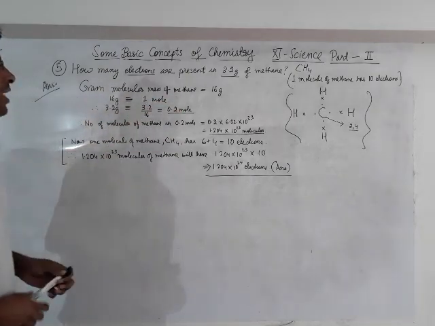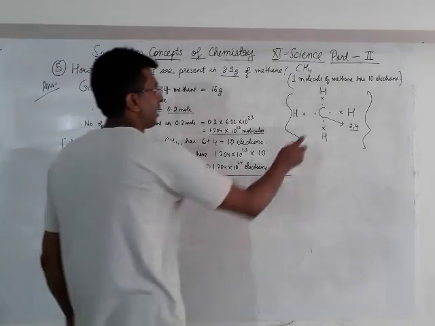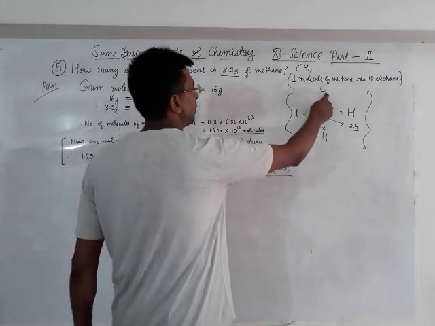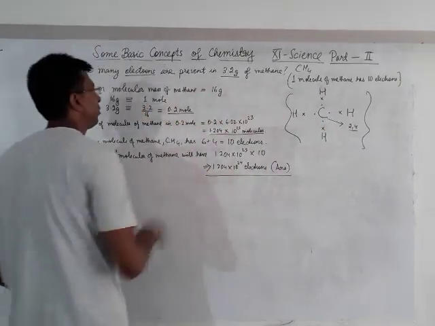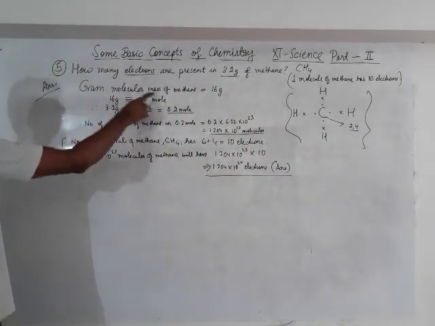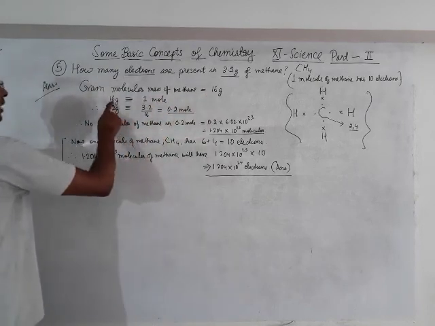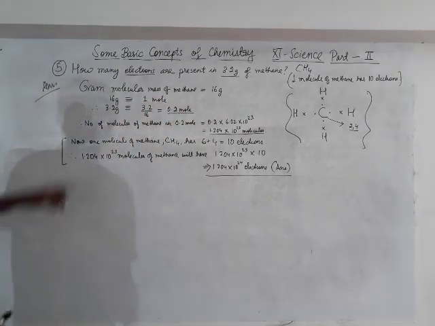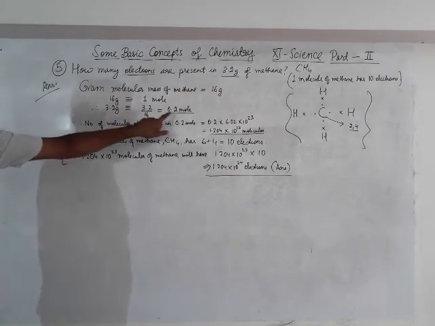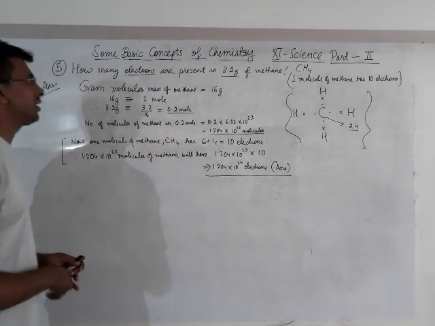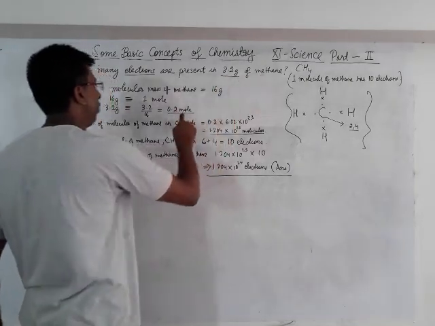The atomic mass of carbon is 12 and hydrogen is 1. So, 12 plus 4 is 16. The gram molecular mass of methane is 16 gram. So, 16 gram is 1 mole. If 16 gram is 1 mole, we can say this 3.2 gram is 0.2 moles. So we have converted this 3.2 grams of methane into moles.